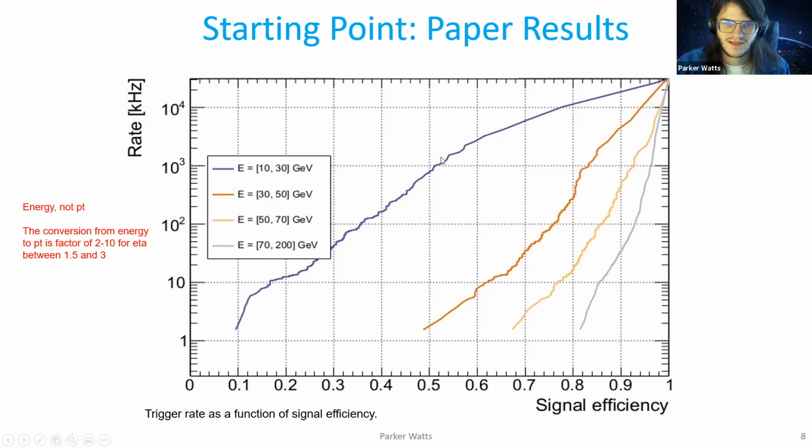And then these lines are like tracing over the threshold for what counts as a displaced photon. And it's good to keep in mind, this is energy, not PT. And then the conversion from energy to PT is a factor of 2 to 10 for eta between 1.5 and 3.